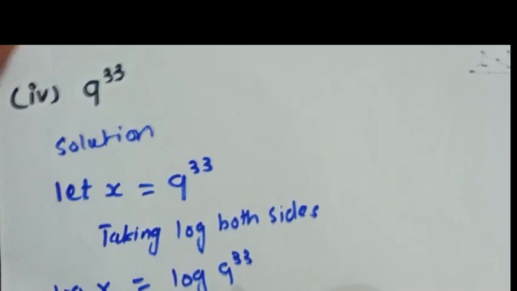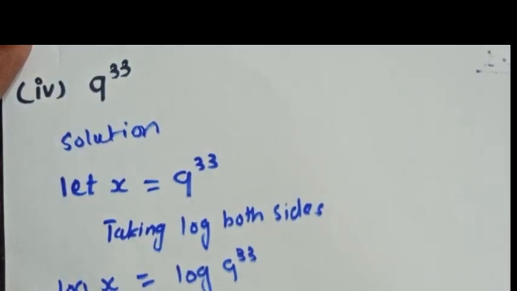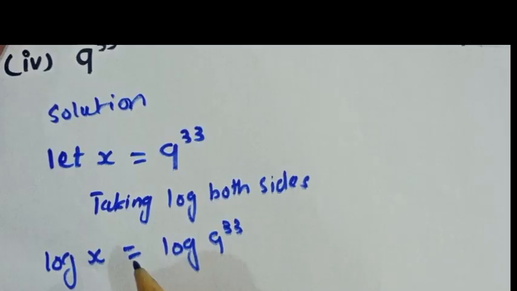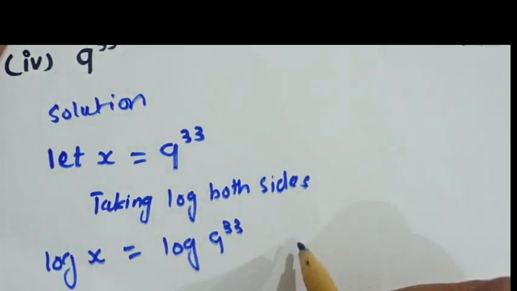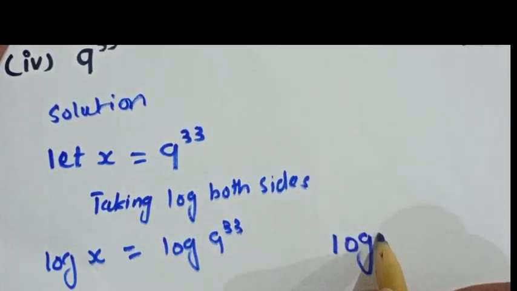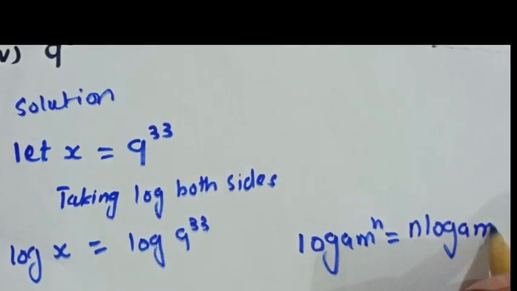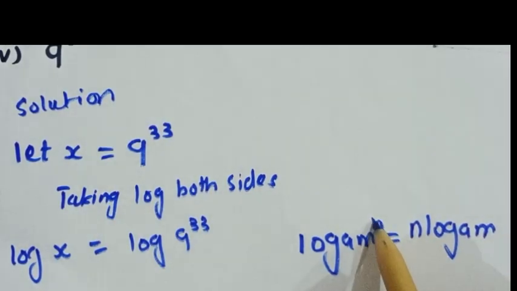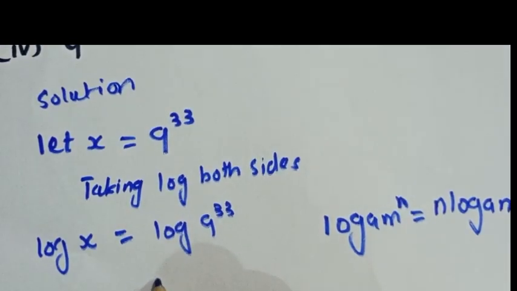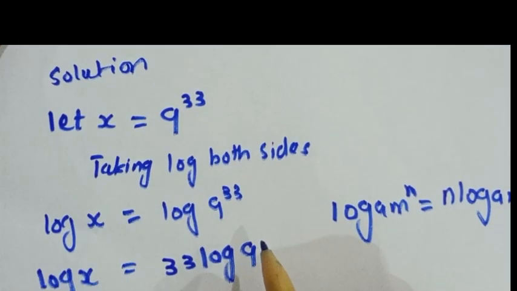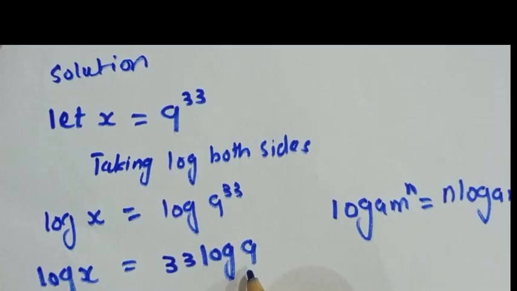As you are seeing this value, the third law of logarithm will be applied, that is log base m power n is n log base m. So I will shift this exponent before log. So this will be 33 log 9 is equal to log x. Now I am supposed to find the characteristic and mantissa of this log 9.